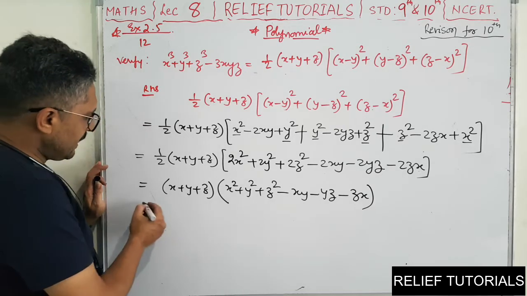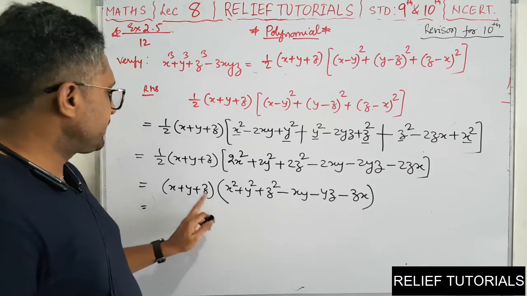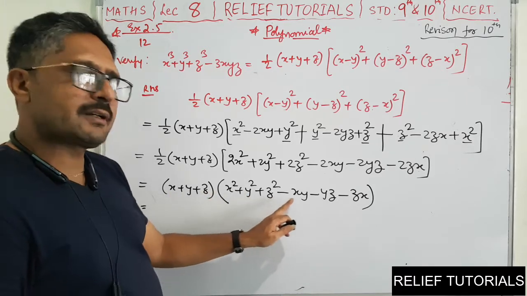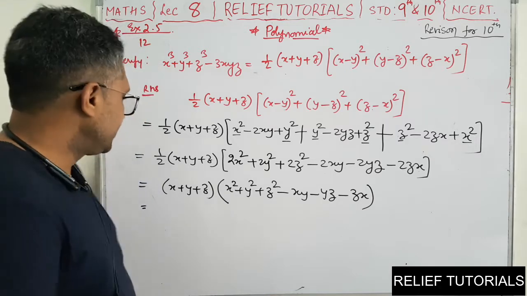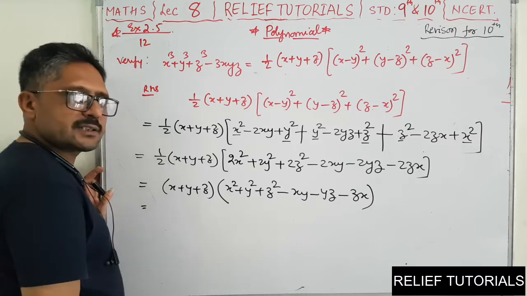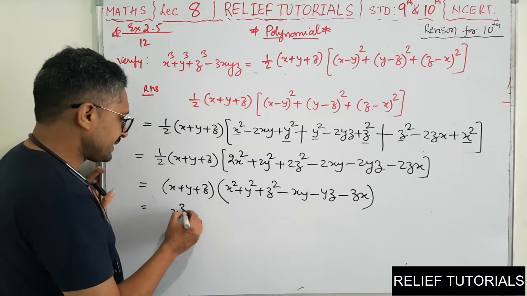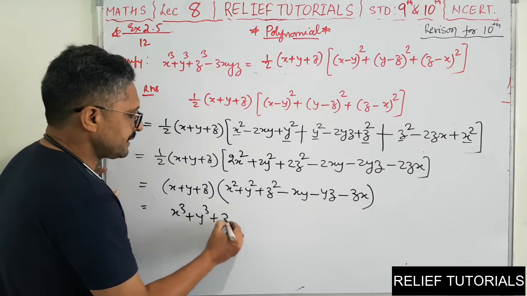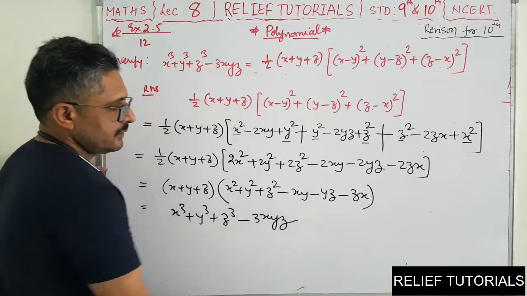Clear? Now, you know this is the identity: (a plus b plus c) into (a square plus b square plus c square minus ab minus bc minus ca). This is our identity, and you know it is x cube plus y cube plus z cube minus 3xyz. We got the identity, so I can write here x cube plus y cube plus z cube minus 3xyz.